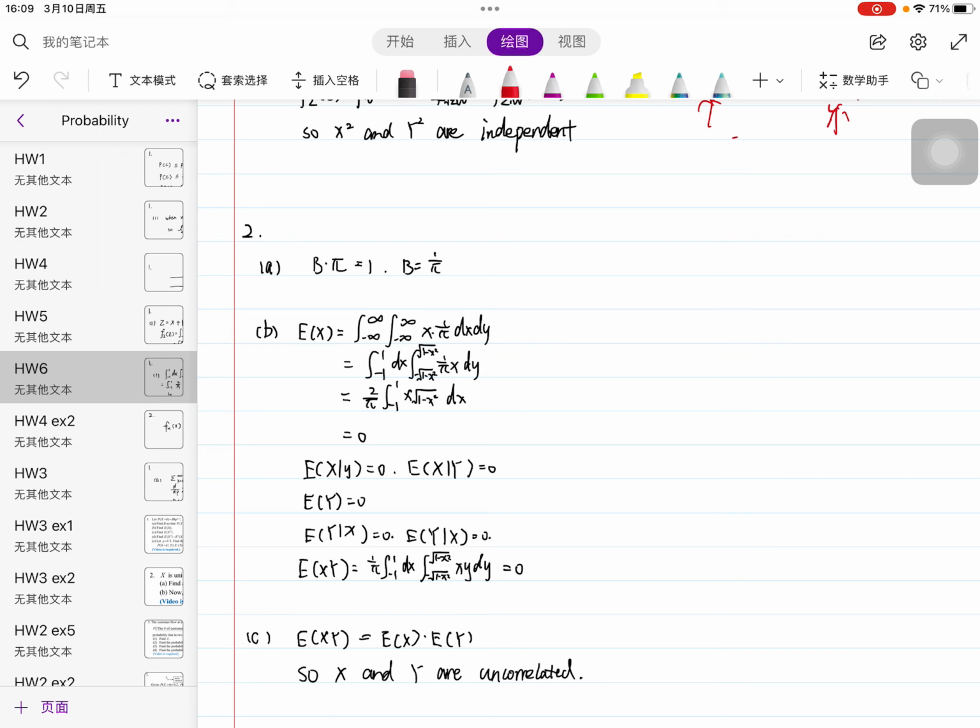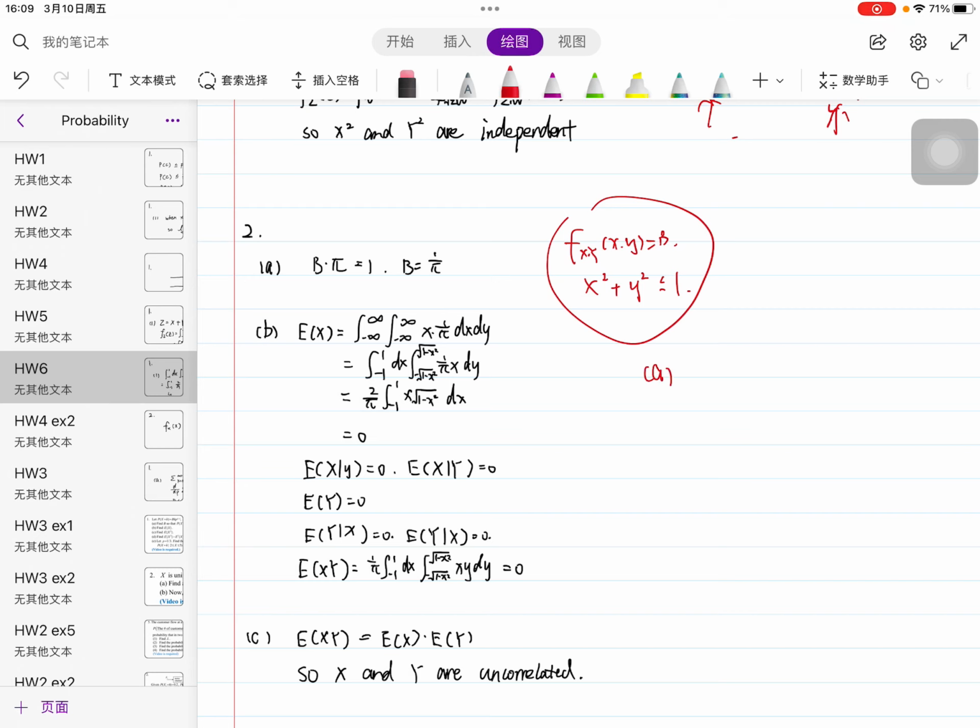We are given that the joint density function is equal to b when x to the power of 2 plus y to the power of 2 is smaller than or equal to 1. Firstly, we are going to find b so that this joint density function is a valid probability density function.